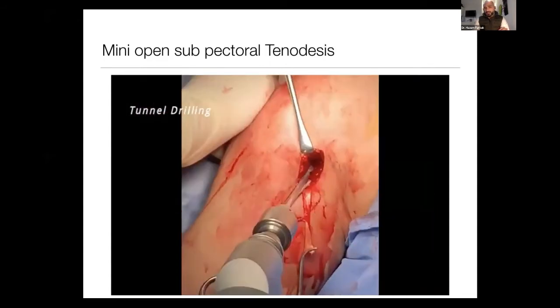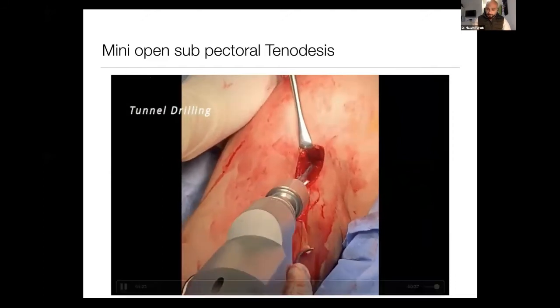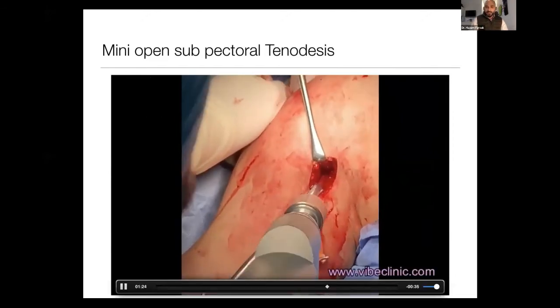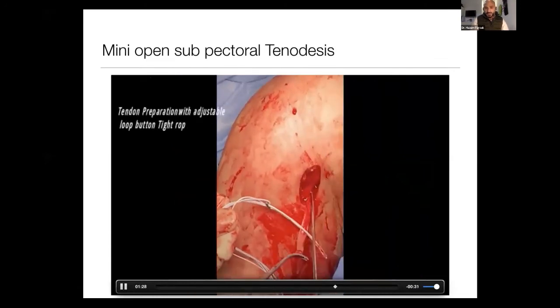I drill the tunnel and I use a TightRope in order to fix my tendon around it. As you're going to see now, this is an adjustable loop.